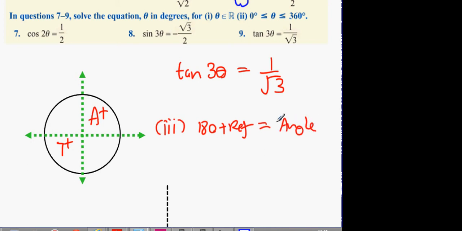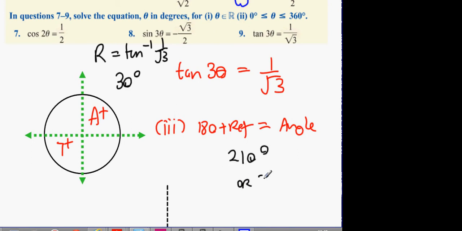Okay guys, so let's do this. Get the reference number. So what's the reference? Tan inverse 1 over root 3. Lads, what do we get? 30 degrees. Okay guys, tan inverse 1 over root 3 is 30 degrees, okay? Reference is 30 degrees. What does that make the angle? It's going to be 210 or 30 degrees.